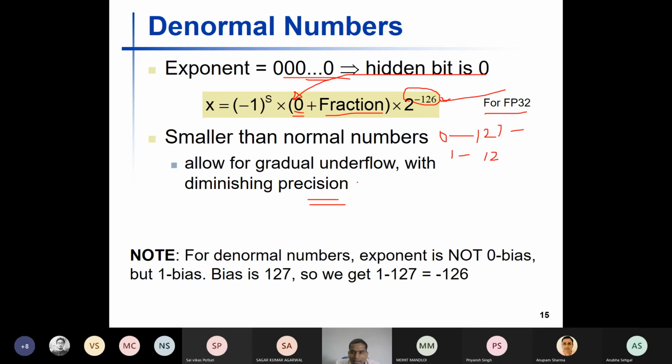And as I already said, for d-normal numbers, if you calculate it as 0 minus bias, you will reach a wrong answer. So here you have to use 1 minus 127, which is minus 126. That is an exception. Okay.